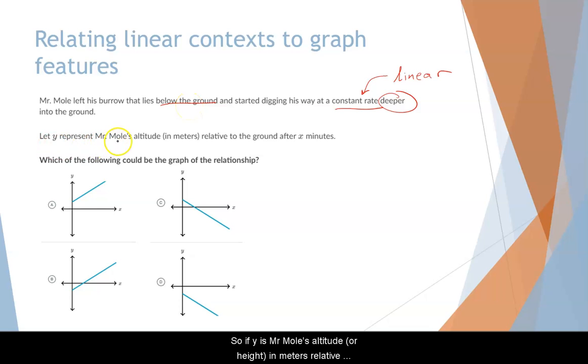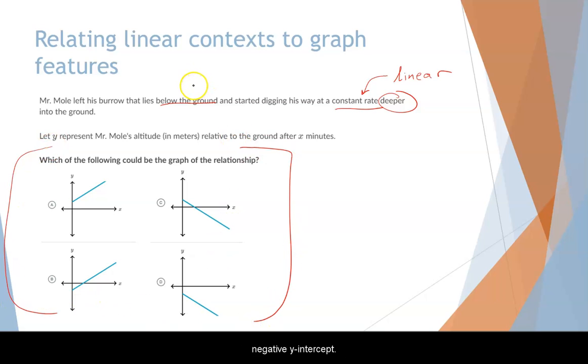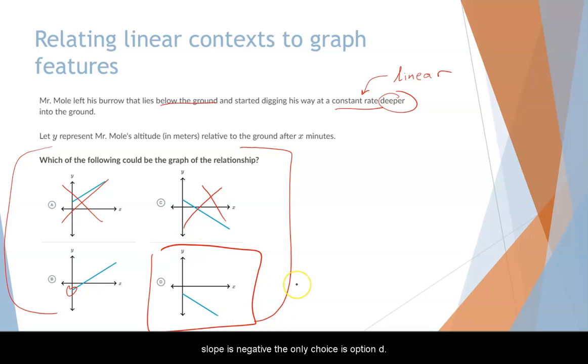So if y is Mr. Mole's altitude or height in meters relative to the ground after x minutes, the graph that represents that is going to start with a negative y-intercept. So it's not going to be option A or C. Option B or D both have negative y-intercepts. But then Mr. Mole is going deeper. And so that tells me that the slope is negative. The only choice is option D.